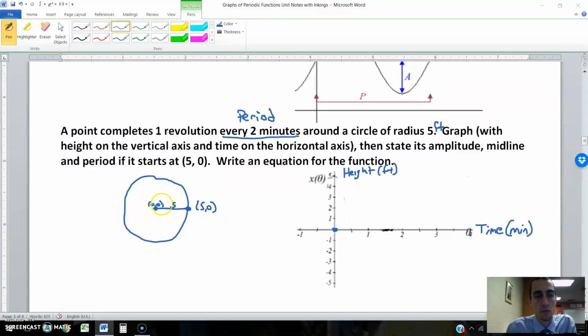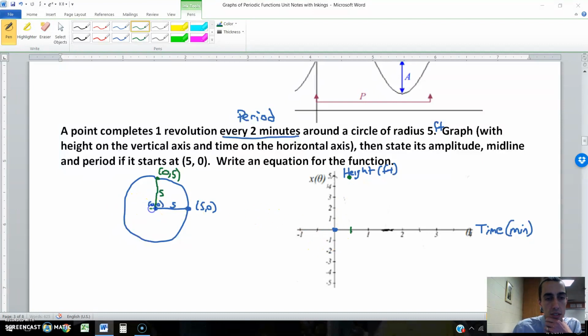Now, let's think of where the point is after a quarter turn. A quarter turn, we are up here. So a quarter turn, our point is at 0, 5, because we've got radius 5. So it's at a height of 5. Now how much time does it take to reach that point? We see it completes a revolution every 2 minutes. So a quarter of a turn would be a quarter of 2 minutes. A quarter of 2 minutes is a half minute. So we would go to a half minute here, and we would go up to 5.